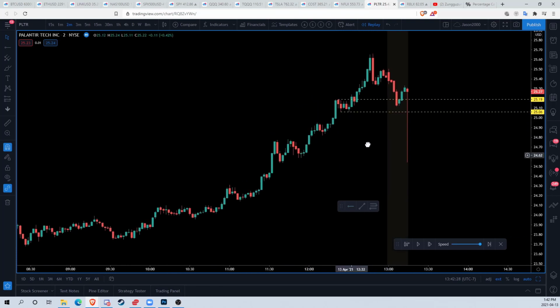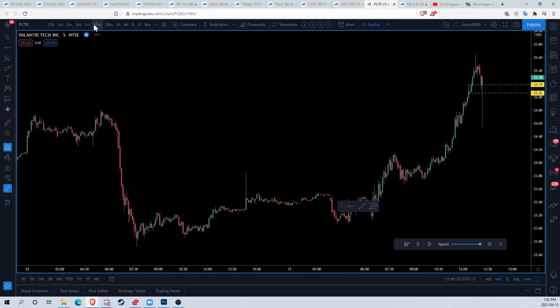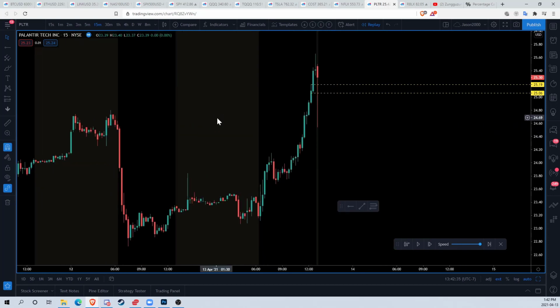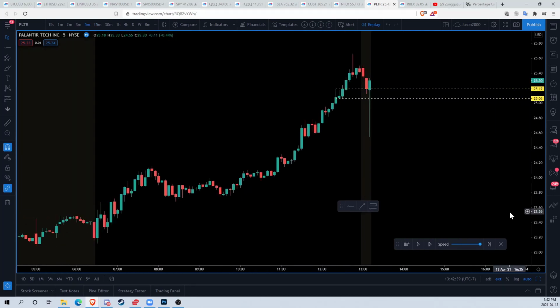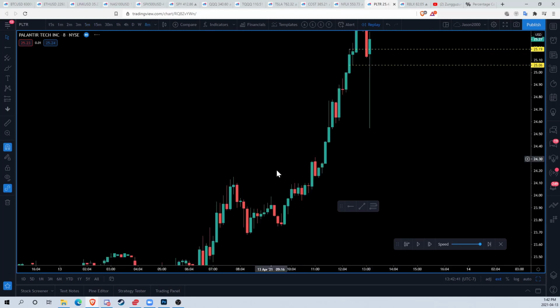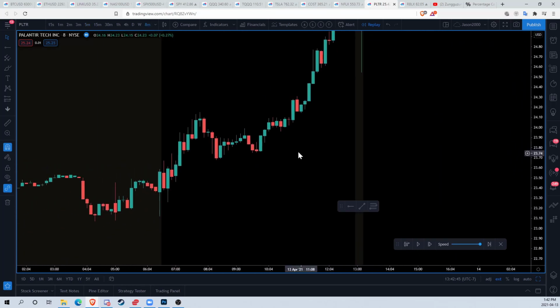Now, one thing I did forget to say was how would I set my equilibriums or how would I set my stops for my equilibrium on PLTR? I believe we looked at the 5-minute time frame in the end, or maybe it was the 8. Yes, it was the 8-minute time frame. All right, so let's go mark out our pattern again.